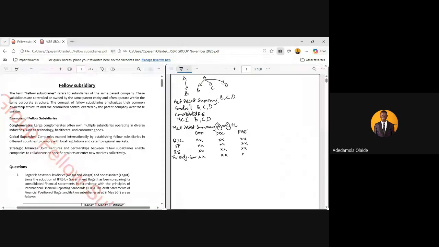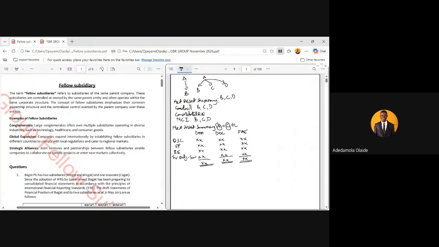And once we do all of that, we take the summation of this. It gives us the net asset at the date of acquisition. We take the summation of this. It gives us the net asset at the date of consolidation. And we take the summation of this. It gives us the post-acquisition earnings.